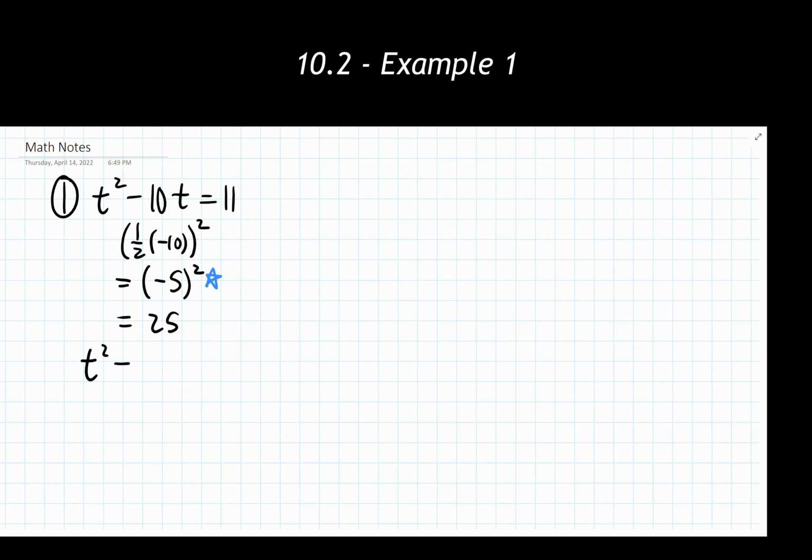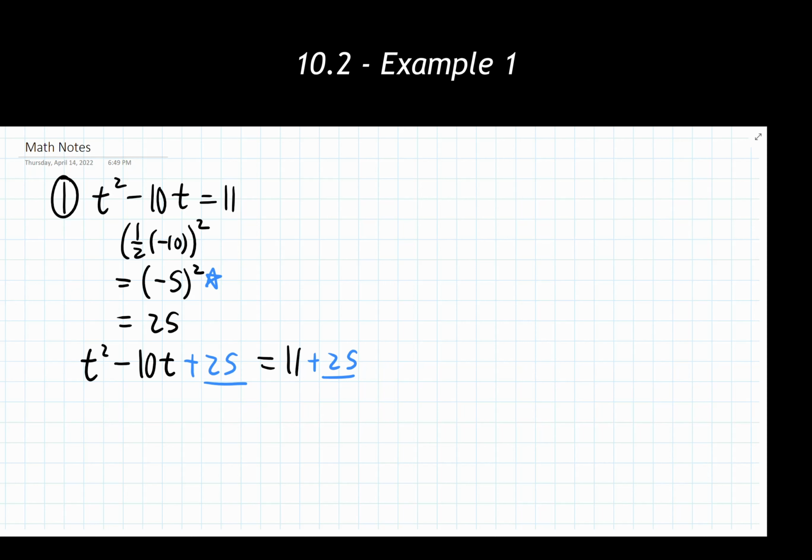So I have t squared minus 10t. I'm doing this in a different color only because some people like to have it highlighted for themselves a little bit as to what they're adding to both sides. You don't need to do that, but if you'd like to, you can. So I've added this 25 to both sides of the equation. Remember, in an equation, if I add something to one side, I need to add that exact same thing to the other side. That still applies here.